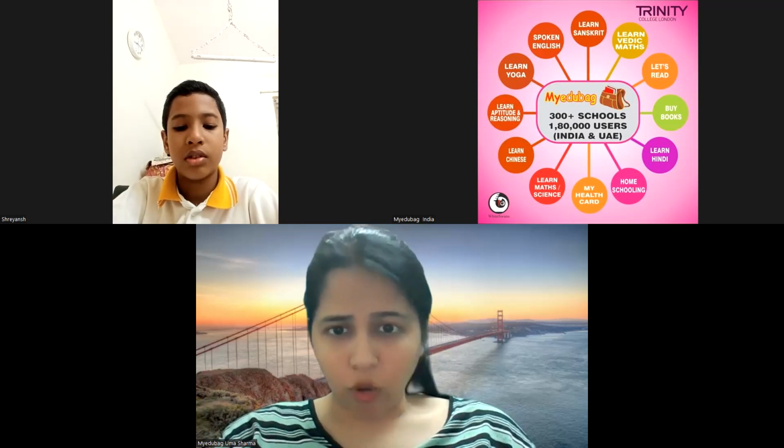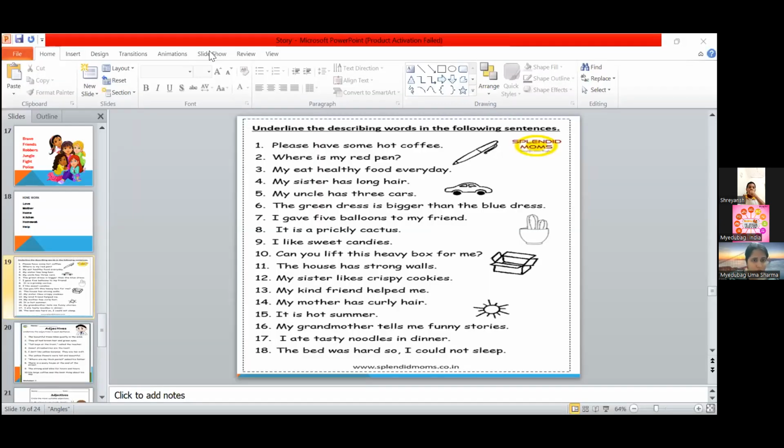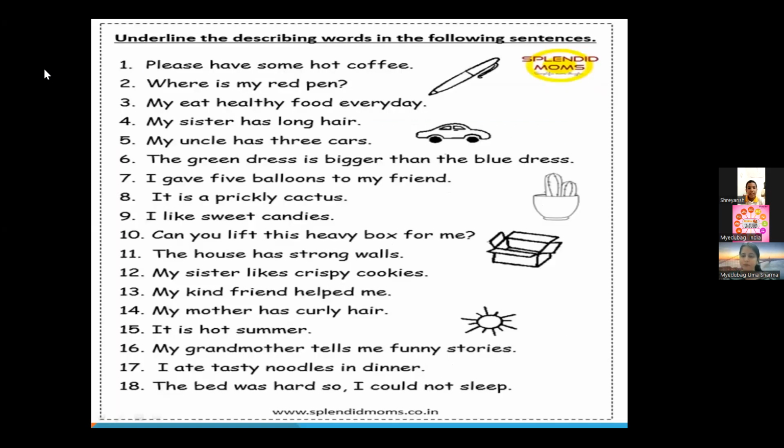I will start sharing my screen again and you will see some activities here. Then you will be able to learn more about the adjectives. So Shreyansh, can you see the screen, bache? Yes or no? Yes. Okay, so now, bache, you have to read the sentences, open your copy and underline the adjective in these sentences. Just write that word. See, the first one is, please have some hot coffee. So now, try to find which one is the adjective in this sentence and write that one in your copy, okay? Whichever you find difficult, you can ask me. Okay, Shreyansh? Okay.